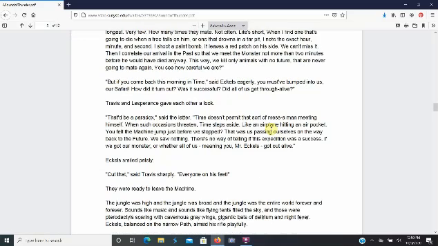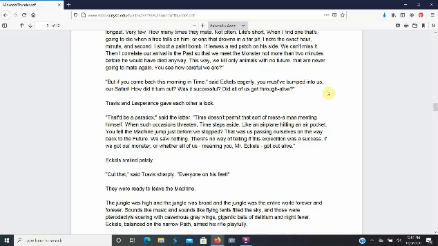"But if you came back this morning in time," said Eccles eagerly, "you must have bumped into us, our safari. How did it turn out? Was it successful? Did all of us get through alive?" Travis and Lesperus gave each other a look. "That'd be a paradox," said the latter. "Time doesn't permit that sort of mess, a man meeting himself.